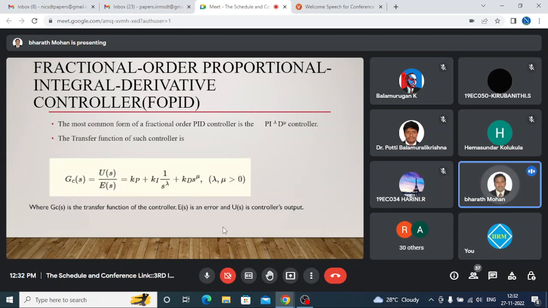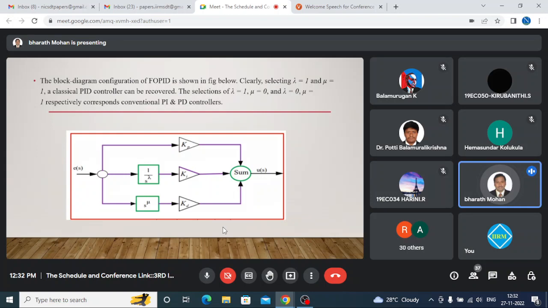Here we are using FOPID, that is the fractional order PID control system, where you can see in the transfer function that for each value of the PID controller, the integrated model is upgraded. And here is the basic model, the conventional basic model.